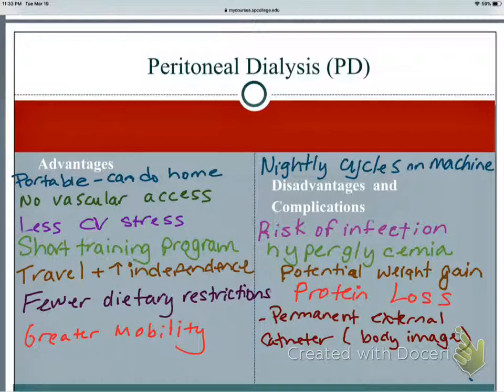Okay, so advantages of peritoneal dialysis. It can be portable, it can be done at home. You don't need a vascular access site. It's a lot less cardiovascular stress. Right, all this makes sense, right? A pretty short training program for folks. They have a lot more independence, like I was saying. They can travel, they can do it on their own. So it's kind of nice. They can still live their lives. There's fewer dietary restrictions. Greater mobility.